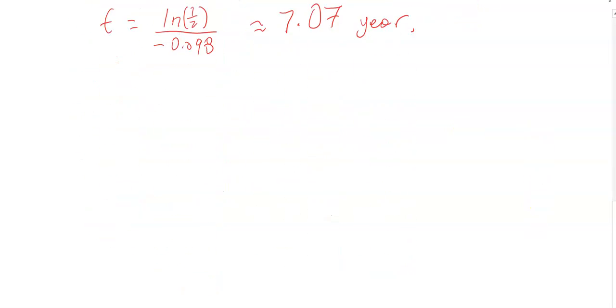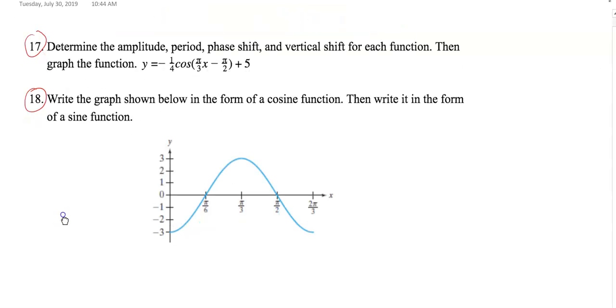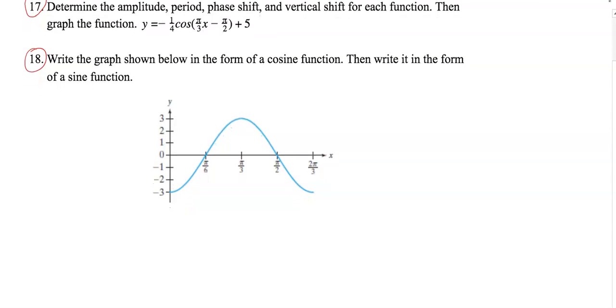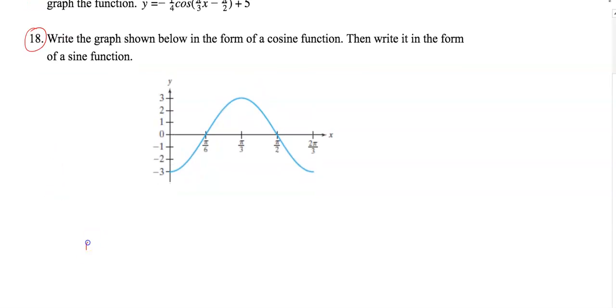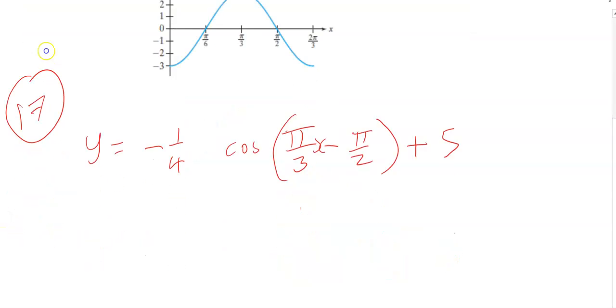So the next problem is determining the amplitude, period, phase shift, and vertical shift of this function. So your function is y equals negative 1/4 cosine of pi over 3 x minus pi over 2, plus 5. So that's number 17 we're doing.